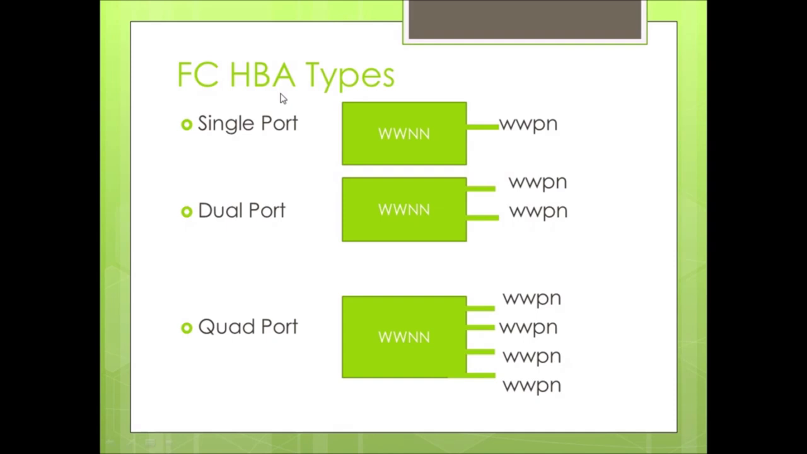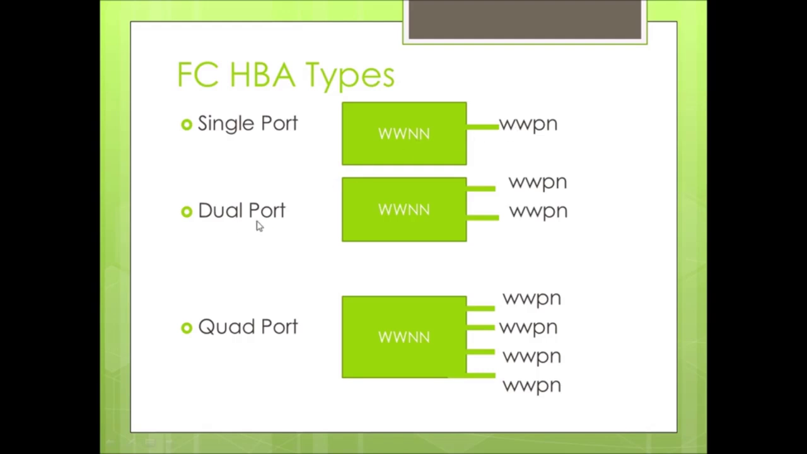Basically, a single port HBA card is available, a dual port HBA card is available, and a quad port HBA card is available. If you see a single port, let's say this is our HBA card, and one port is available, that is the FC port. For the entire card, we get a WWNN number, that is the worldwide node name, and to the port, we get a WWPN number. So this number is different and this number is different.